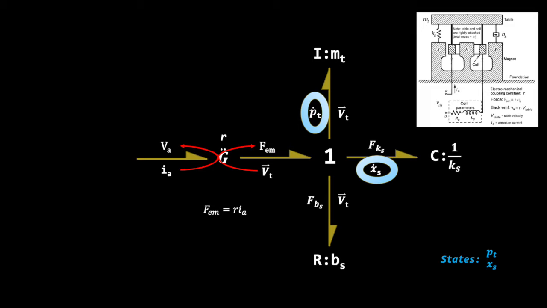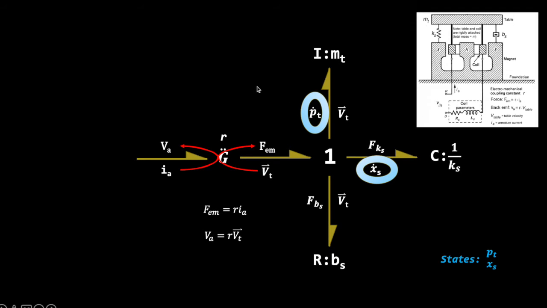Lastly, we can see the equations relating electromotive force to the current, and also the back EMF voltage related to the velocity of the table. And as is seen from this bond graph, the electromotive force is split off into the rate of change of the momentum, the spring force, and the damper force. And remember, rate of change of momentum is mass times the rate of change of velocity, because momentum is mass times velocity.